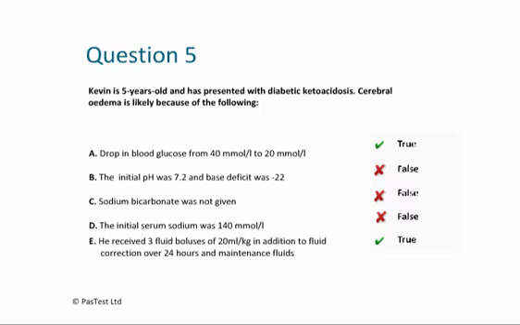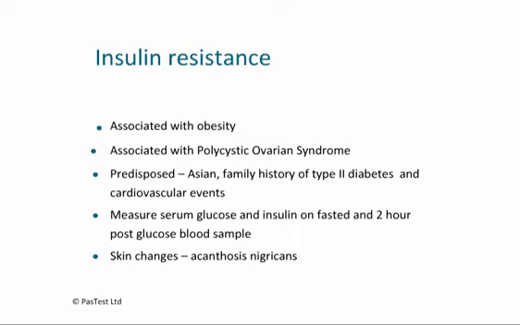We now move to insulin resistance rather than insulin deficit, as in type 1 diabetes. Insulin resistance can lead to type 2 diabetes. With the increased obesity rates across children, this has become more important. Insulin resistance has been associated with the polycystic ovarian syndrome. There are predisposed populations: Asian children, and those with a family history of type 2 diabetes.